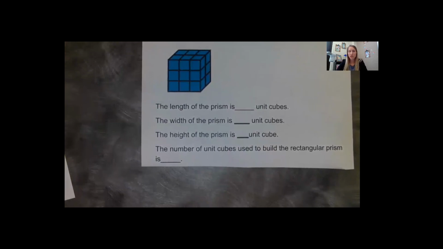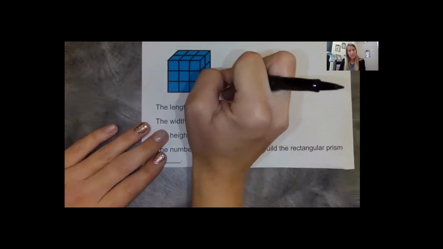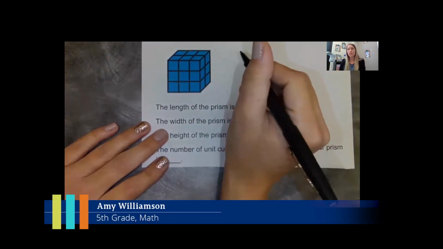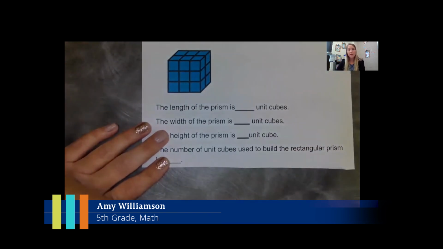Are you ready for us to check your work? Great, let's go. All right, did you add up all the unit cubes? Did you even remember to count the ones that are hidden from our view? Yes, there were unit cubes that were hidden from our view. Remember, we can see the front, one of the sides, and the top. And so we need to remember that even though we can't see all of them, there's more there than we can see. So did you count them up?